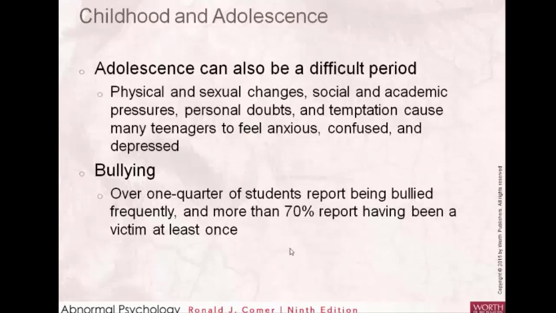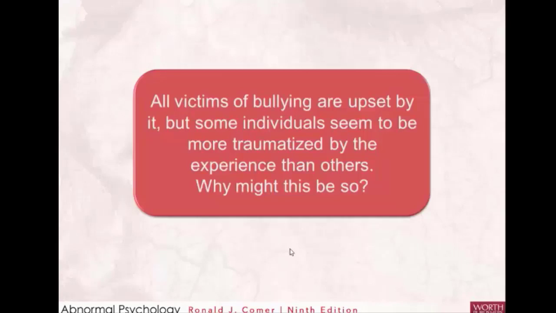About 1/4, 25% of students say that they are bullied on a regular basis, with more than 70% saying they have been bullied at least once. Now, one thing to keep in mind is that you might be wondering about the statistics as far as, okay, well, then what percentage of students are doing the bullying? I think that there would be some overlap here. Probably the individuals who are bullying also may be bullied by someone else. So bullying is obviously an issue. No one who is a victim of bullying says, hey, I enjoy this. Everyone is upset by it.